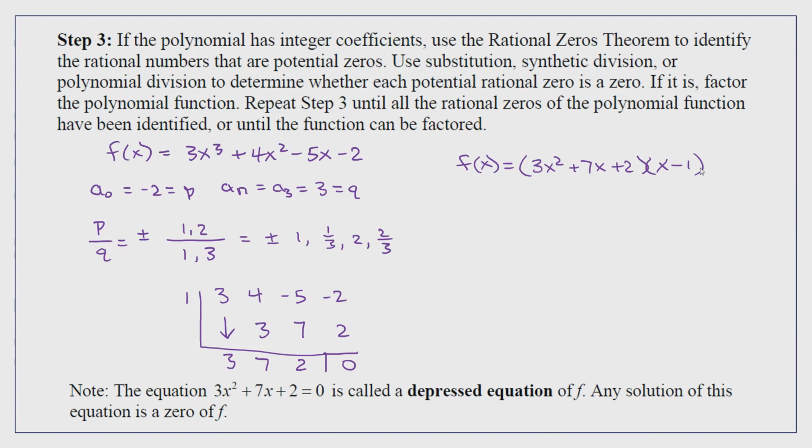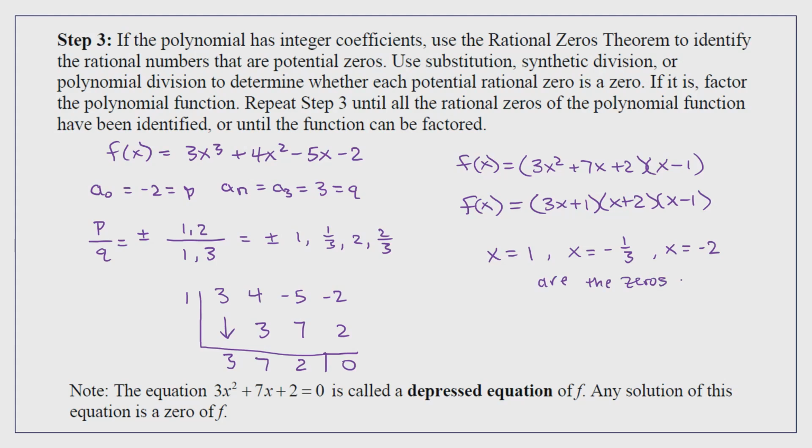So 3x squared plus 7x plus 2 is factorable. And when I factor that quadratic, I will get 3x plus 1 times x plus 2. And I'll bring down the x minus 1. And so now I have f of x in factored form. So the zeros of f are x equals 1, x equals -1/3, and x equals -2.